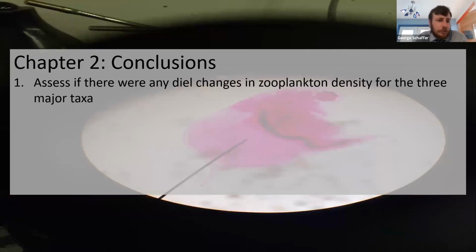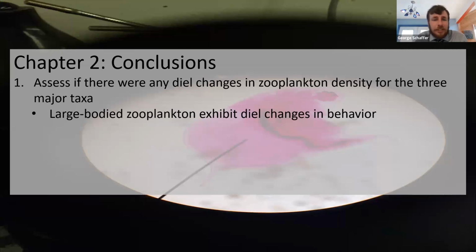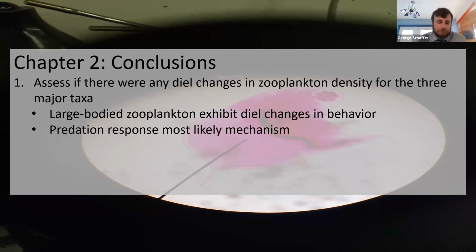So, our chapter 2 conclusions. For our first objective, to see if there are any diel changes of zooplankton density for the 3 major taxa, we saw that movements were taxa specific, and that the larger bodied zooplankton were the only ones that exhibited diel changes of behavior in the off channel. And we think that predation response was the most likely mechanism.